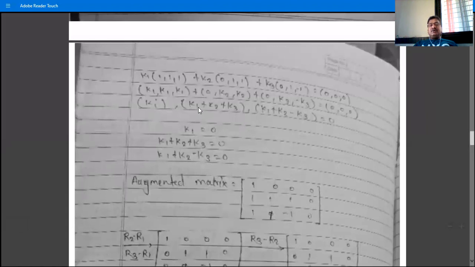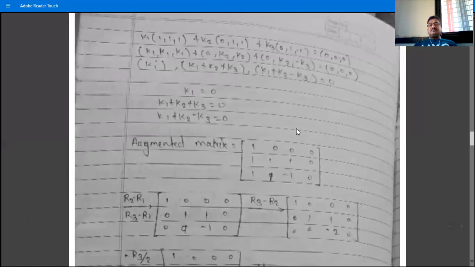And then compare, what do we have? k1 is equal to 0. The second equation is k1 plus k2 plus k3 is equal to 0. And the third equation, k1 plus k2 minus k3 is equal to 0. Now we have to solve this system and find the values of k1, k2, k3.